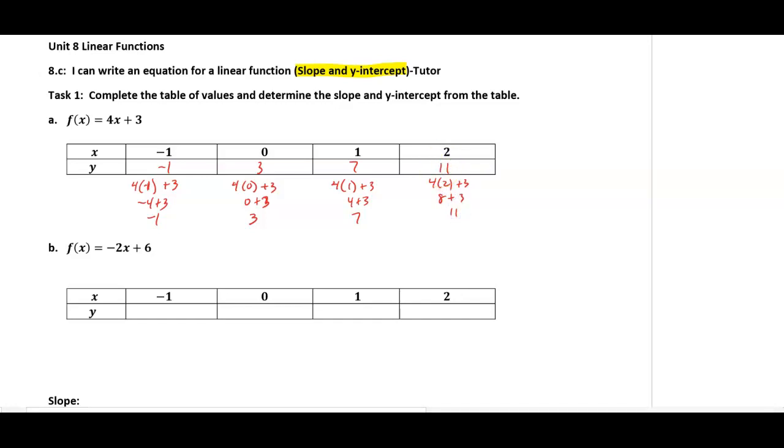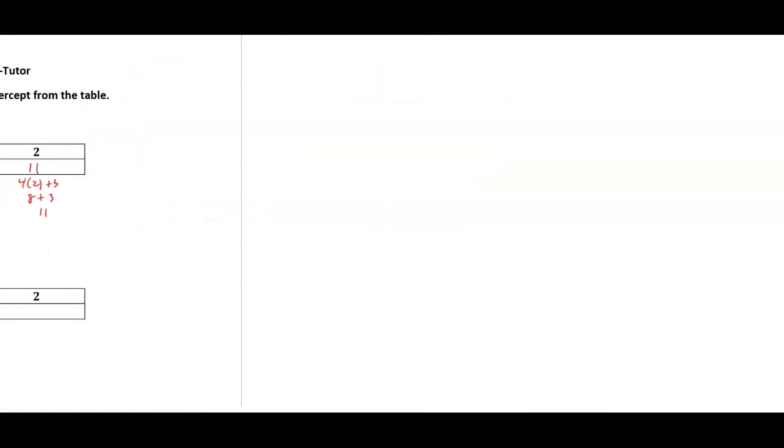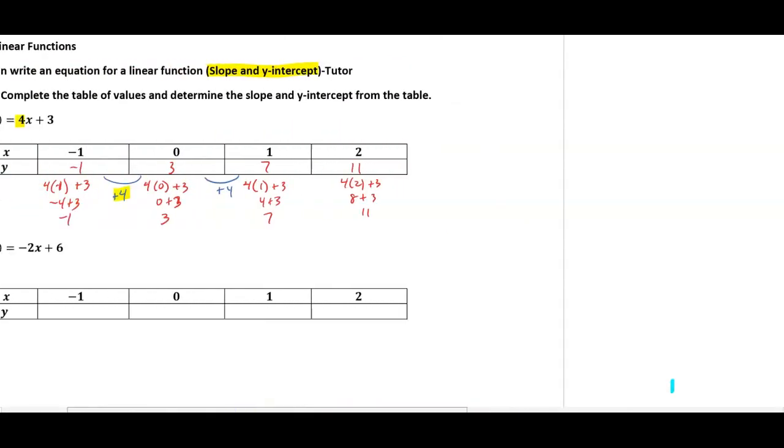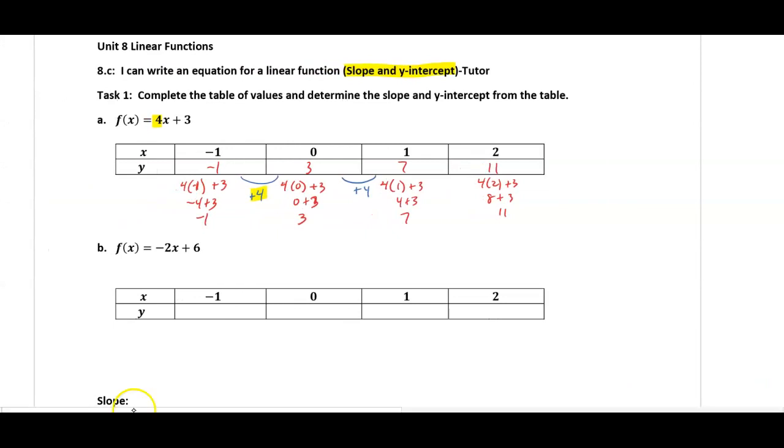If you look here, if you remember, our common difference is 4. We're going up 4 each time. And that right there tells us that the slope is 4. But where does the y-intercept come in? Well, if I look at this part of slope-intercept form, x is 0, y is 3, right away I know this is my y-intercept.